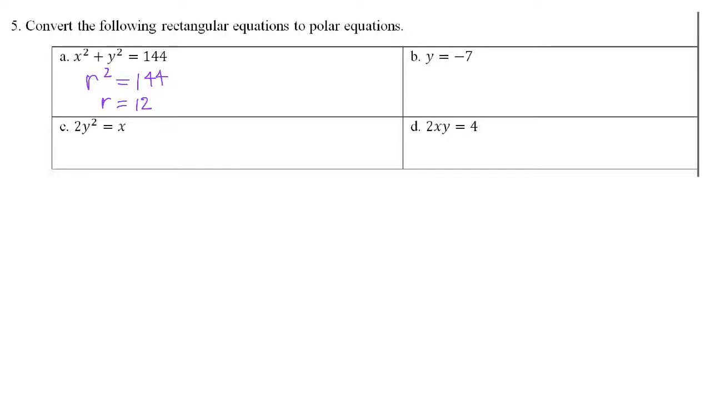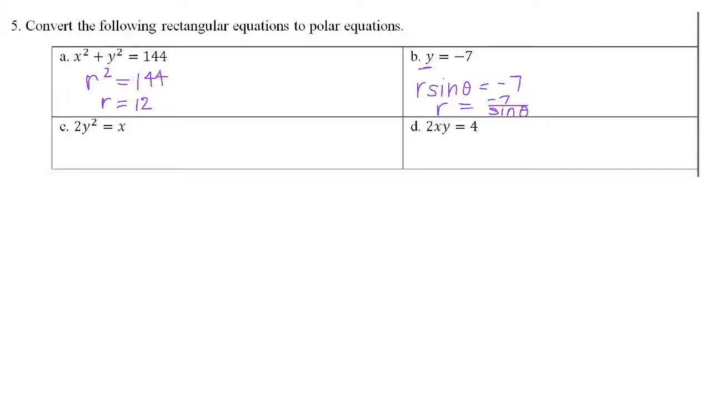Okay, so now let's try part B. y equals what? r sine theta, right? Equals negative 7. Divide by sine. So what does r equal? r equals negative 7 over sine theta. You are finished. Bless your soul. Questions about it? Just trying to make it way too difficult.